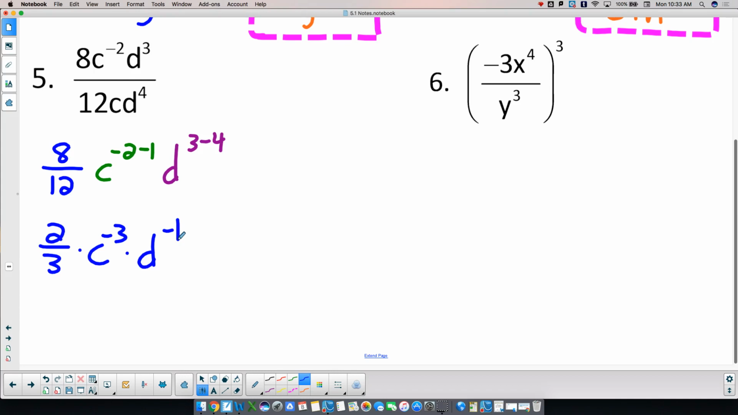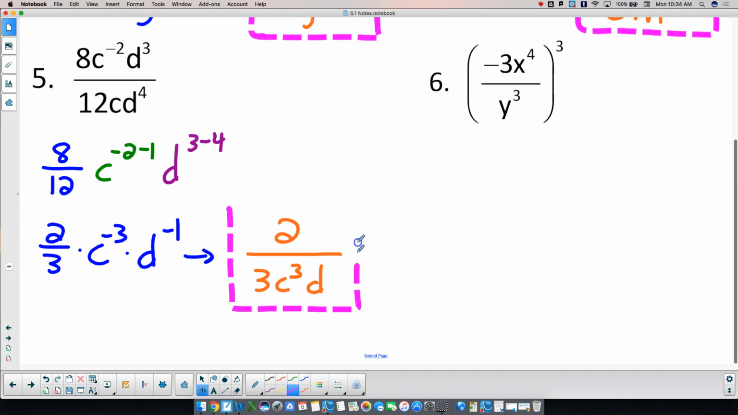So to make that become a nice looking fraction, that would be 2 on top, 3 on the bottom, C cubed on the bottom, and just D on the bottom, D to the 1st power on the bottom. Good to go on that one?